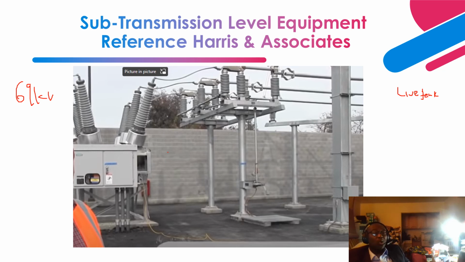This one is a typical example of a dead tank circuit breaker. So this circuit breaker, the control panel is right here. Then these are the apparatus bushings, right? I'm coming in here at 69 kV, and I'm going out at 69 kV. Phase A, phase B, phase C. Phase A, phase B, phase C. And I'm coming in like this, right?